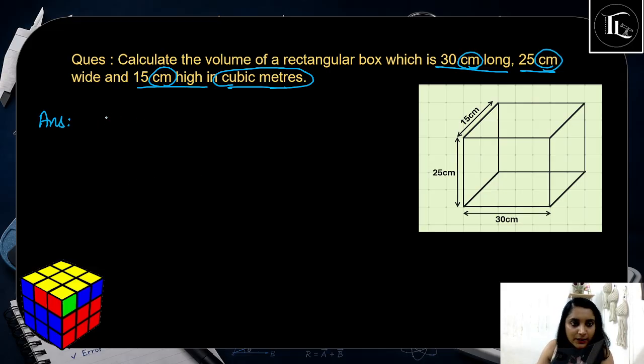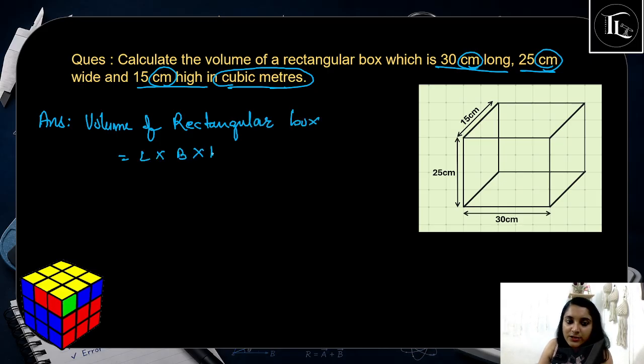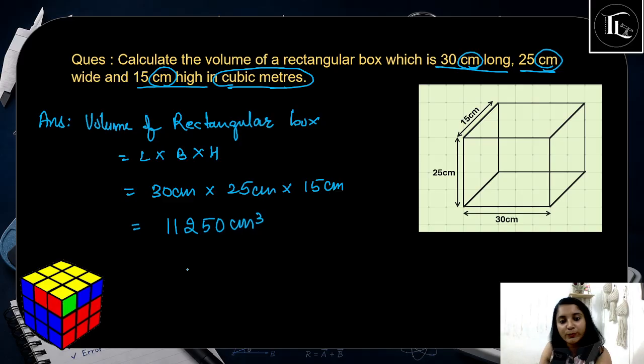So let us write the volume of the rectangular box, that is length into breadth into height, which is 30 centimeter, 25 centimeter, 15 centimeter, and this comes out to be 11250 centimeter cube. Right, now the answer is in centimeter cube, so it is incomplete right now because they are expecting us to give the answer in meters.